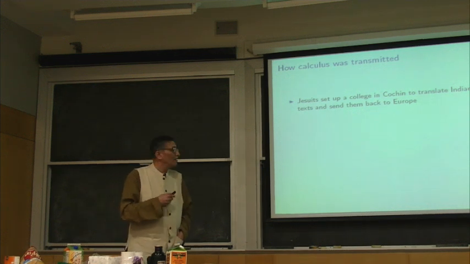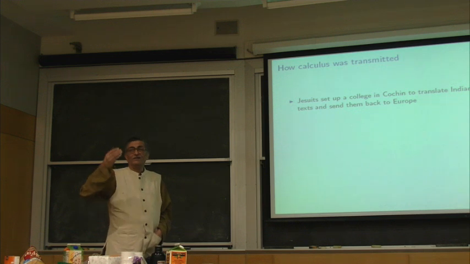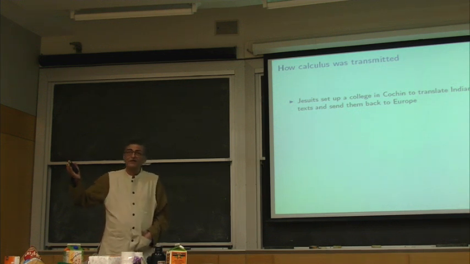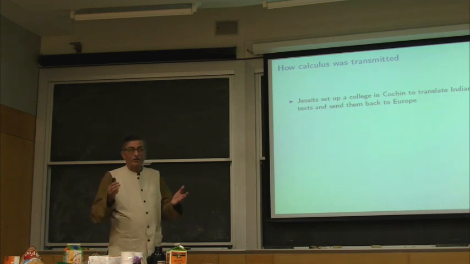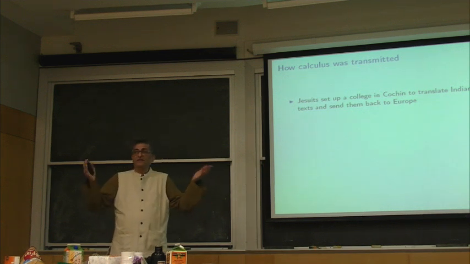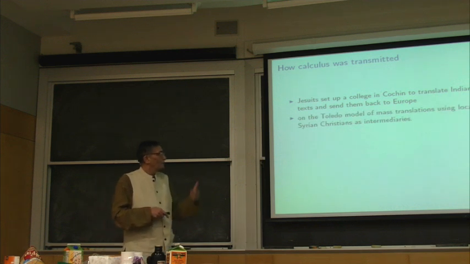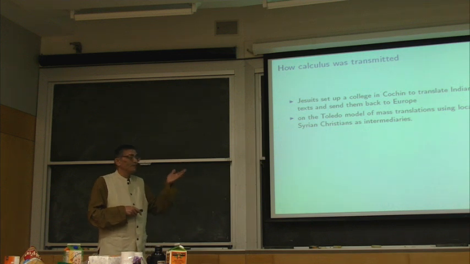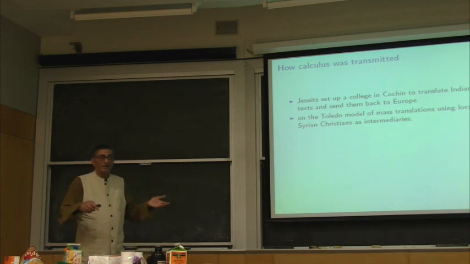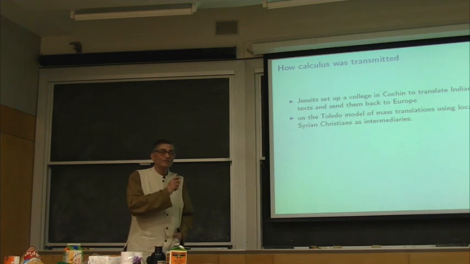Okay, the Jesuits set up a college because they follow this kind of translation. The Toledo translations were extremely successful in bringing Arabic knowledge to Europe. It was not Arabic knowledge, it was knowledge from all over the world as it is in any library, but it was in Arabic books. And so they did the same thing in Cochin. And instead of the Mozarabs and the Jews, they had the Syrian Christians as intermediaries, so they had all the local knowledge. In fact, their college used to teach Malayalam to the local Syrian Christians.